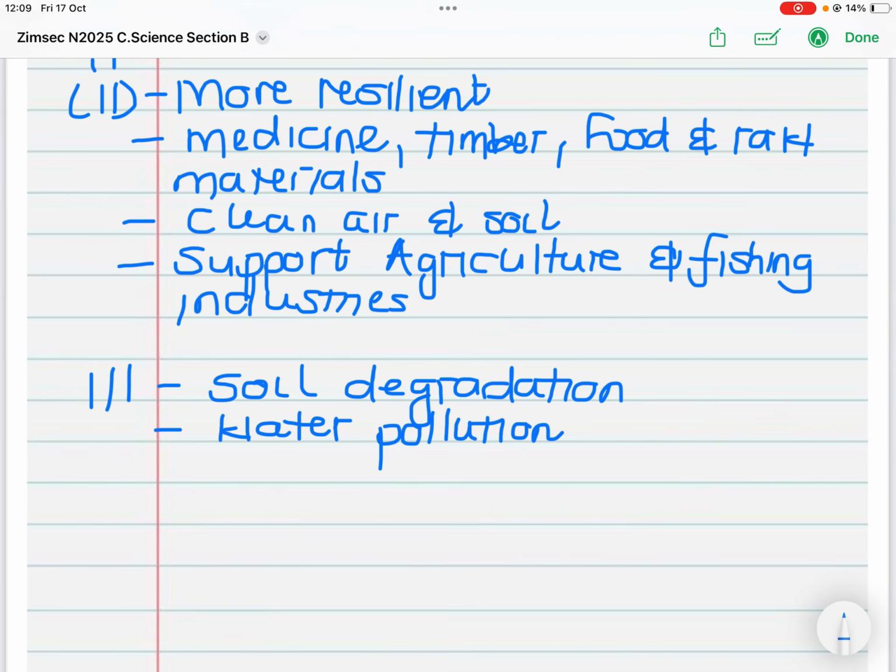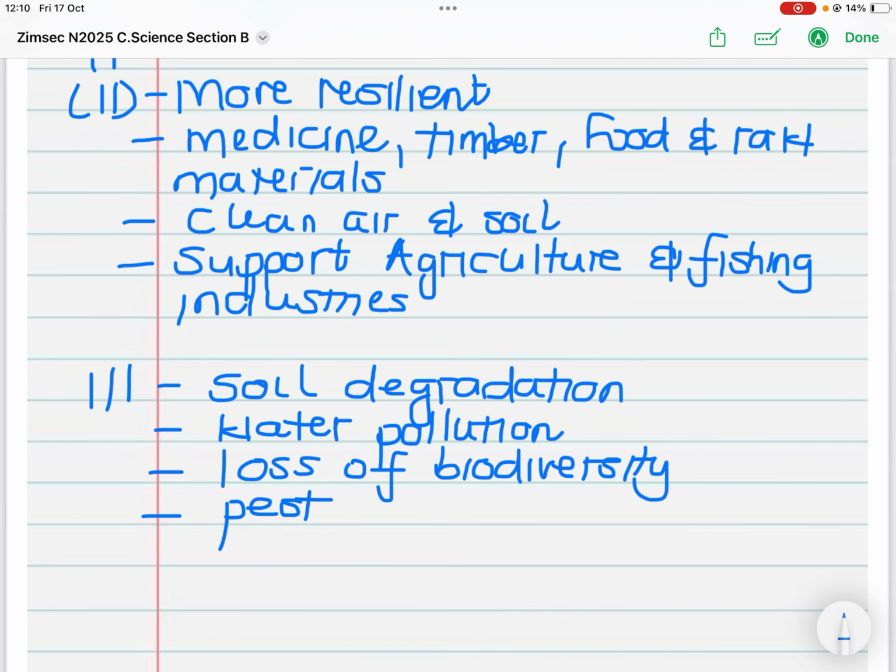So when you are now explaining about water pollution, you talk about the runoff contaminating the rivers, lakes, and groundwater. There is also loss of biodiversity. The pests also may develop resistance, making pesticides less effective over time. So you need to talk about pesticide resistance.